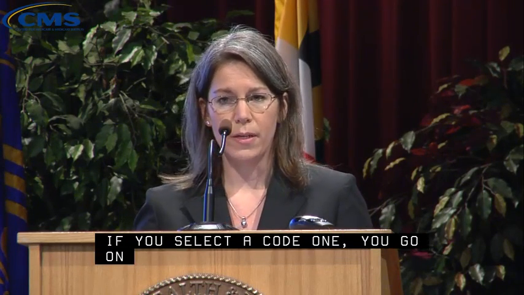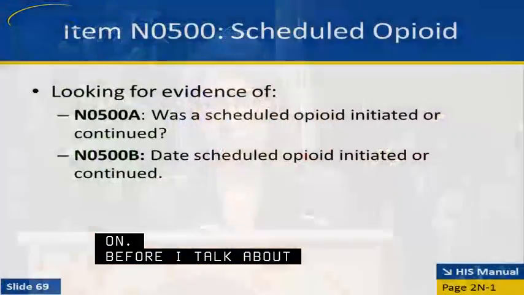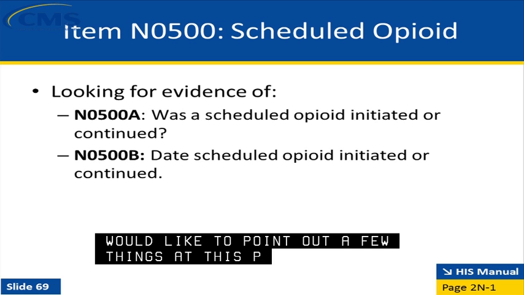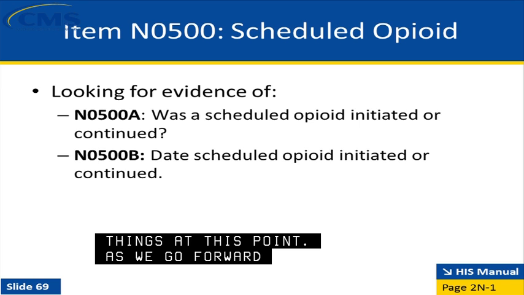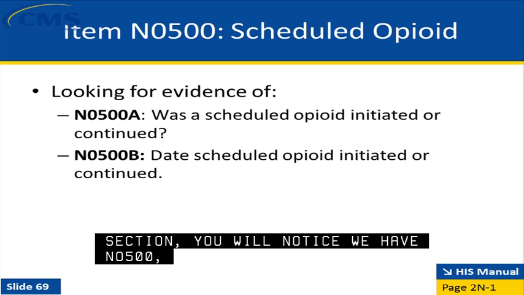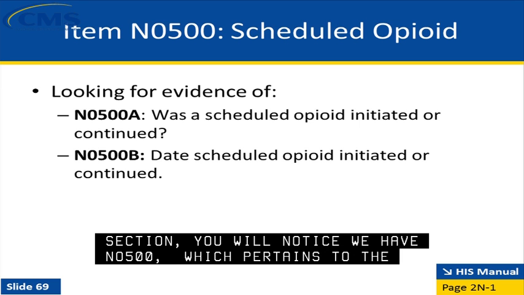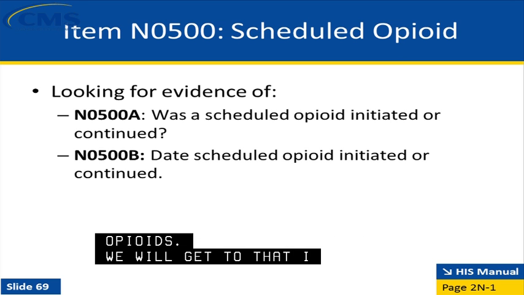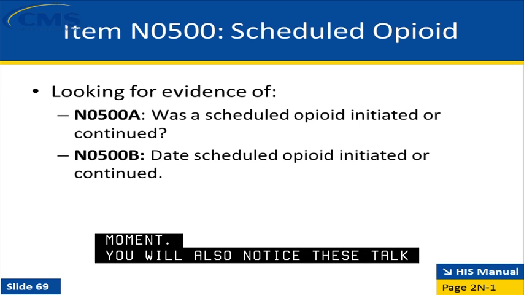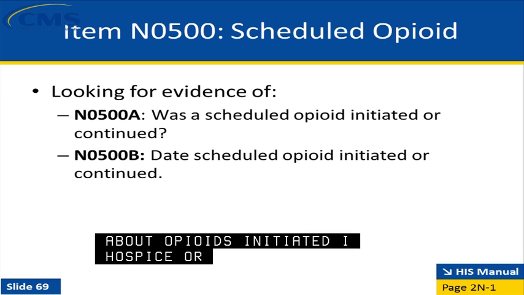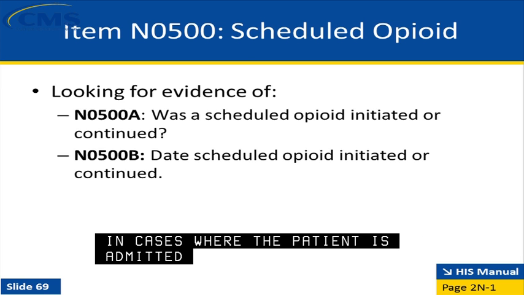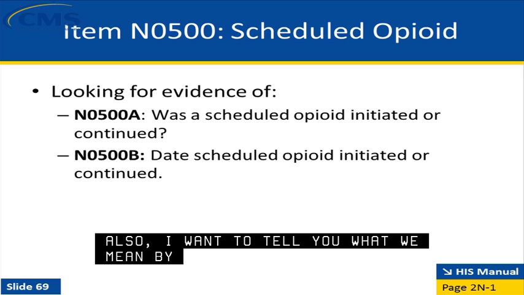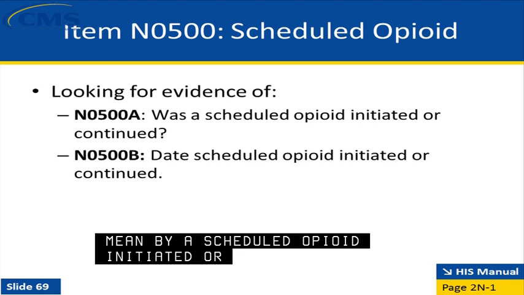Before I talk about N0500B, though, I would like to just point out a few things at this point. As we go forward in this section, you'll notice that we have N0500, which pertains to the regularly scheduled opioids, and we have N0510, which pertains to the PRN opioids, and we'll get to that item in a moment. You'll also notice that these items talk about opioids that were initiated by the hospice or continued by the hospice in cases where the patient is admitted to hospice and is already taking an opioid. Also, I want to tell you what we mean by a scheduled opioid initiated or continued. Treatment initiation or continuation is defined as the date that an order was received, and an order could be written or verbal.